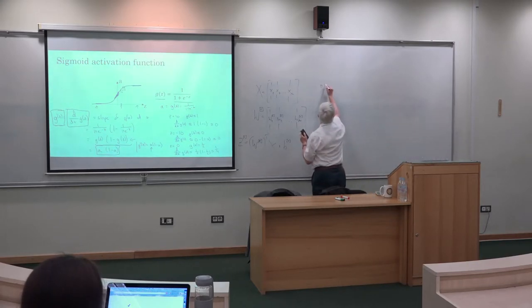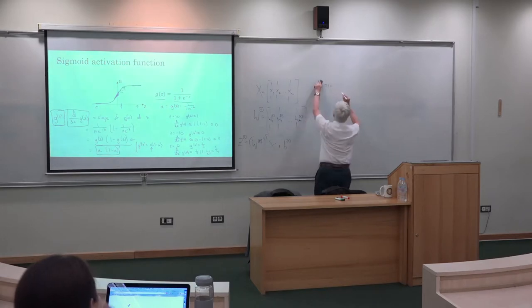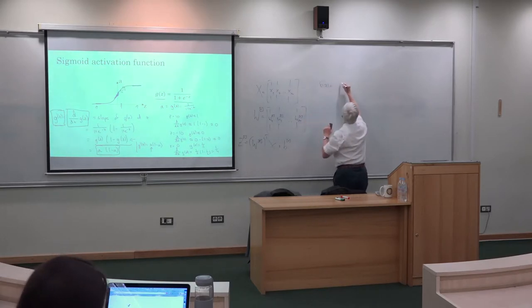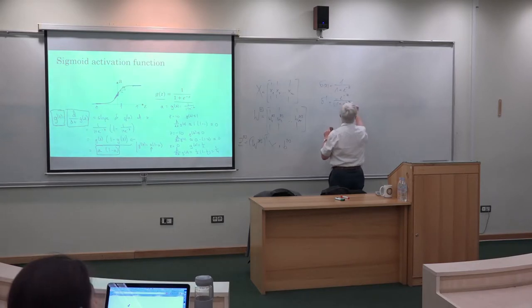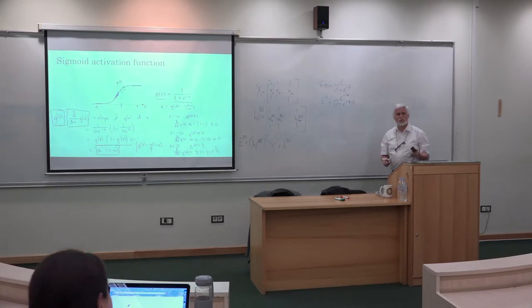If sigma of z is 1 divided by 1 plus e to the power of minus z, then sigma prime is minus e to the power of minus z divided by 1 plus e to the power of minus z, squared. Everybody agrees? Or should I show it? No.